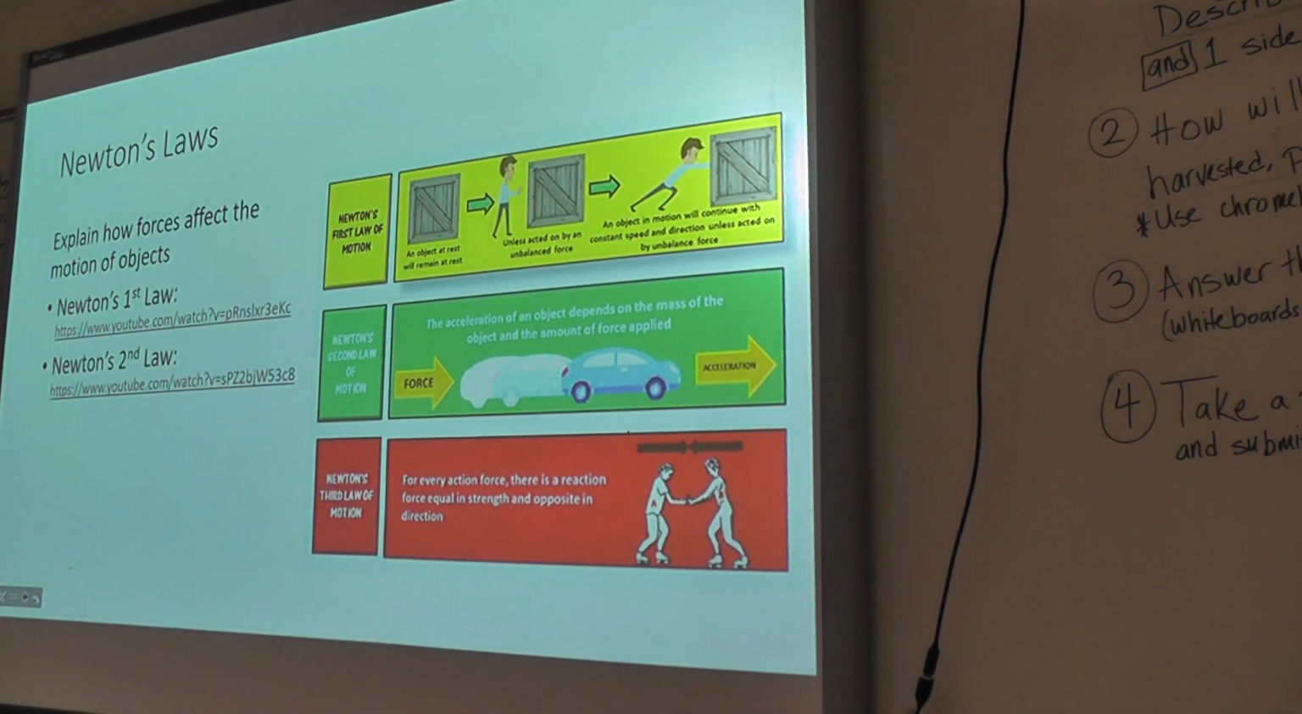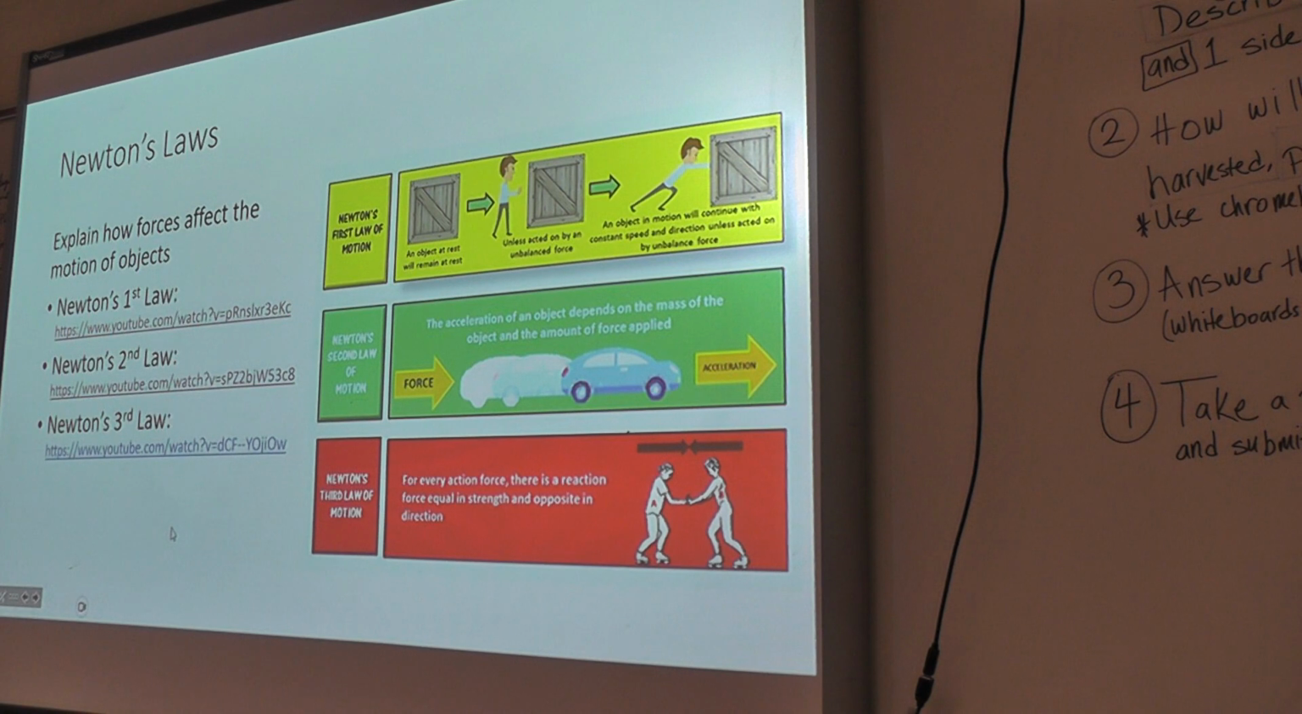Okay, and the last of Newton's laws is Newton's third law, and this is the one that is, I think, most misunderstood. My guess is that very few of you could apply Newton's third law with 100% accuracy, and it's not your fault. It's because you have been taught a version of Newton's third law that doesn't quite make sense anymore.